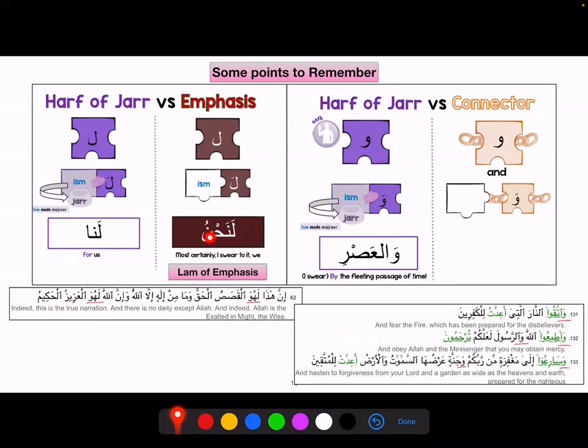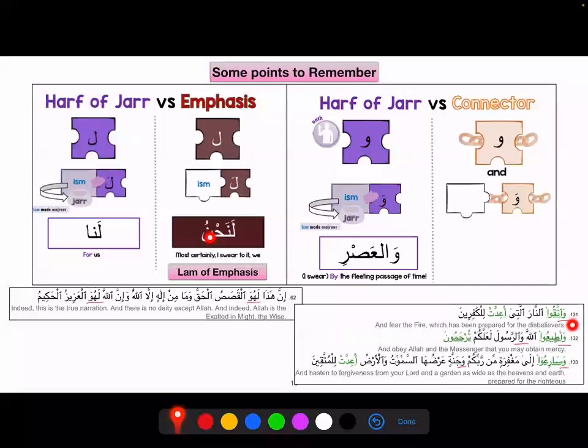Right? So this lam comes for emphasis. And the examples over here, how this wow over here is not oath. How do I know it's not oath? Wattaqullah, wattaqun nara. So wattaqu. Do you think this is harf jar here?